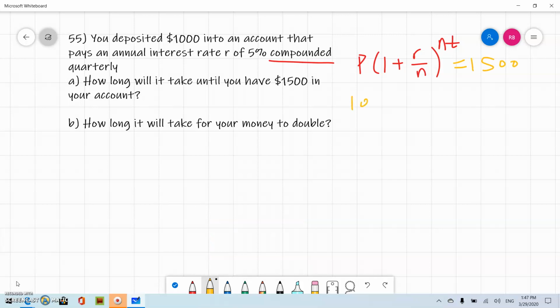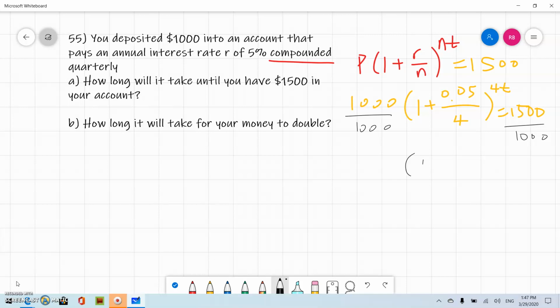So let me plug in all the values that I know. 0.05, and then quarterly compounding is n equal 4. And we don't know what t is, but this equals 1,500. So we go one by one. We divide by 1,000 first. And then that number inside the parentheses is 1.0125 to the 4t power. That equals 1.5, right? 1,500 divided by 1,000 is 1.5.